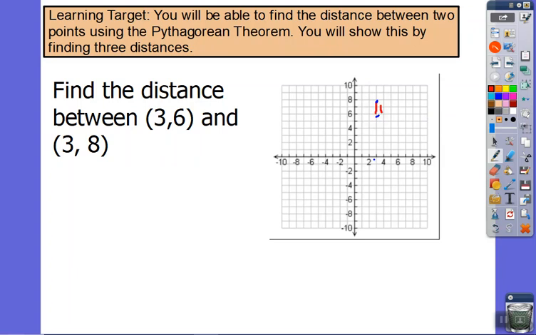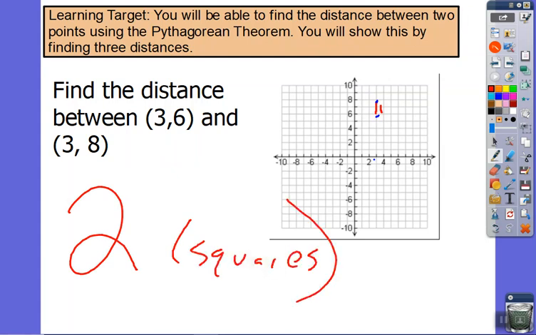What is the distance between those? Well, that's nice and easy. That's just 2 squares. So 2, because it's 2 squares apart. So if the dots are in a nice row, either side to side or up and down, we'll be able to just count the squares. So that would be nice.